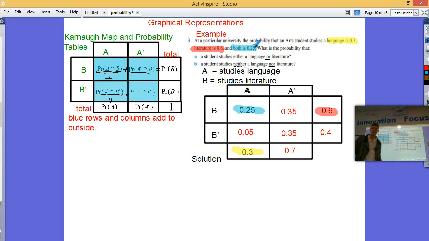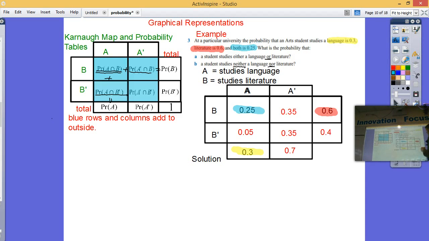So there's the information. Now I'm going to add my columns and my rows to get the rest of the information. So 0.25 plus 0.35 gives me my 0.6, and 0.25 plus 0.05 gives me 0.3, and so on. And I can keep adding the rows and columns to complete my table. Now, having that laid out, all my information is there, I now need to just draw on it and read from it to answer some questions.